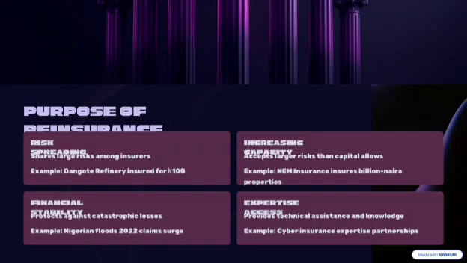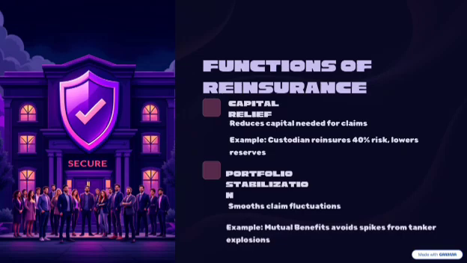Number 4, expertise access. Now, reinsurers often provide technical assistance and specialized knowledge. For instance, when Nigeria Insurance began offering cyber insurance policy, they relied on international reinsurance expertise to properly assess and price this new risk.